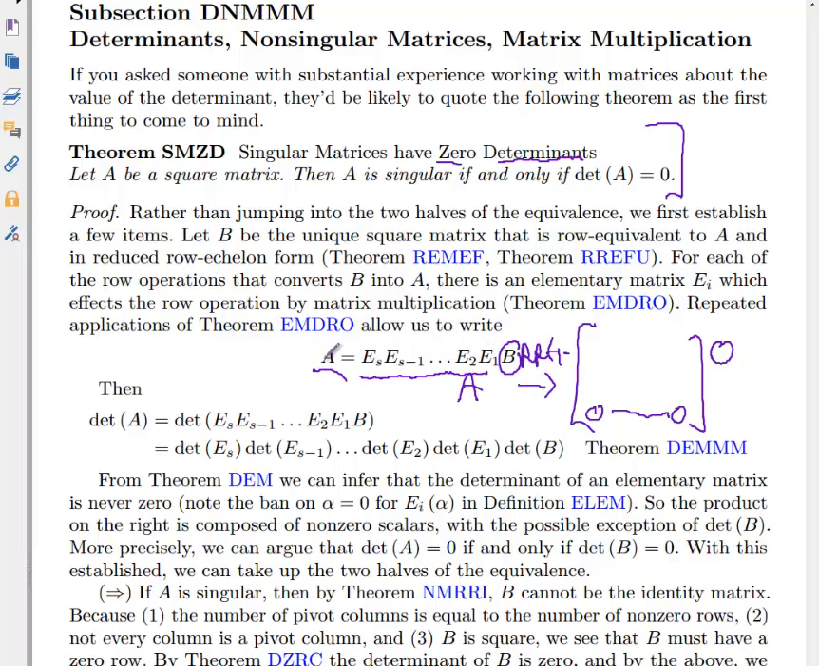So how can I compute the determinant of A? Well, the determinant of A is the determinant of this product of matrices, but we know that the determinant of an elementary matrix times another matrix is the product of the determinants. So you can work that out like this.